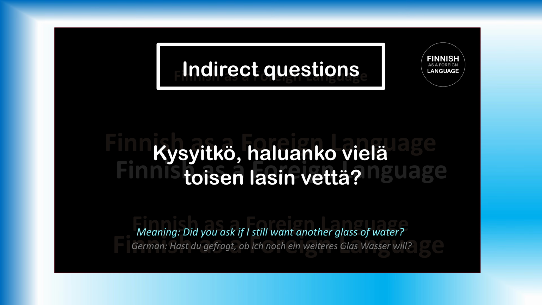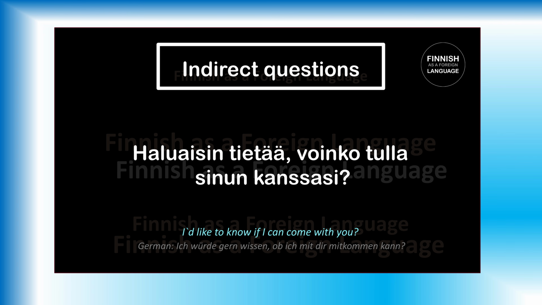Let's have another example. Haluaisin tietää, voinko tulla sinun kanssasi means I would like to know if I can come with you. Haluaisin tietää means I would like to know. Voinko means can I. Tulla to come. And sinun kanssasi means with you. So instead of directly asking, can I come with you? We are expressing pretty much a desire to find out that information. This makes the question indirect because it's inside another statement, not asked on its own.